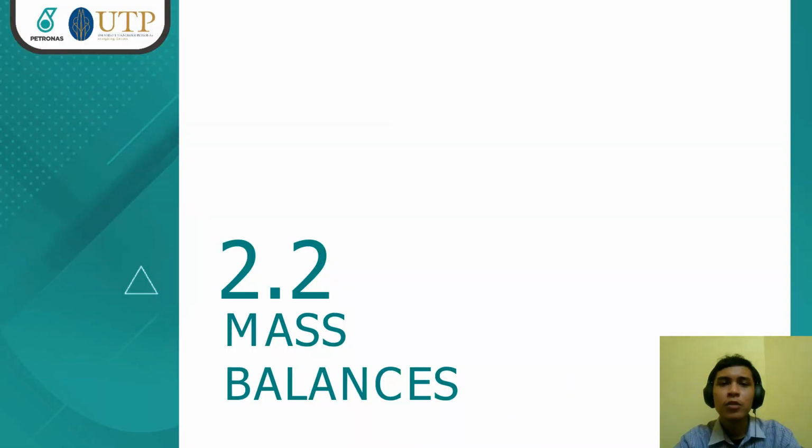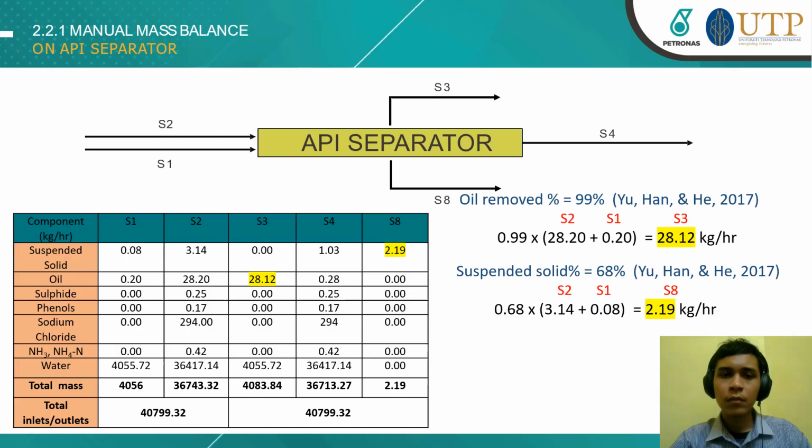Thank you, Frederick. Due to the time constraint, only the major equipment will be explained in the manual mass balance section. The first major equipment selected is API separator. Based on the research paper written by Yu and his colleague, the percentage of oil and suspended solid removed using API separators are 99% and 68% respectively.